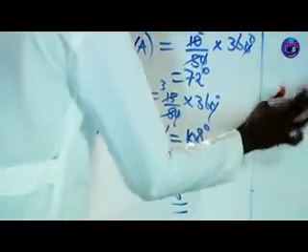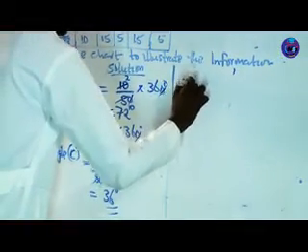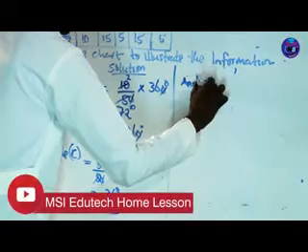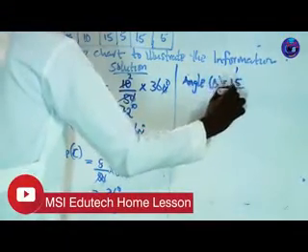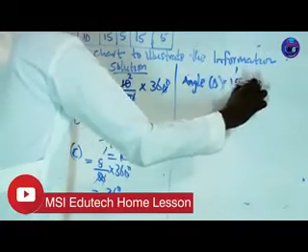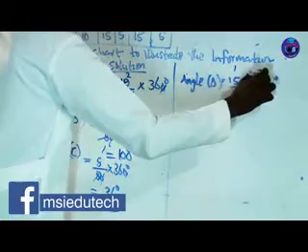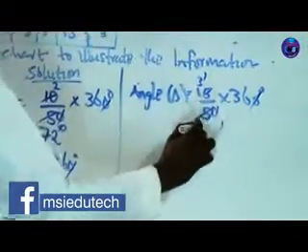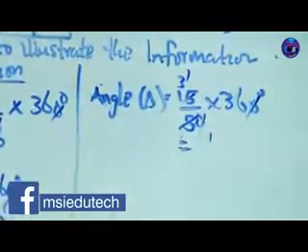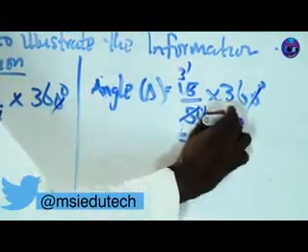Let me manage my board. For D, we are going to have angle D. We have 15 all over 50 multiplied by 360 degrees. Okay, 0 cancel 0, 5 here is 1, 5 here is 3. So this one will give us 3 times 36. It's going to give us 108 degrees.